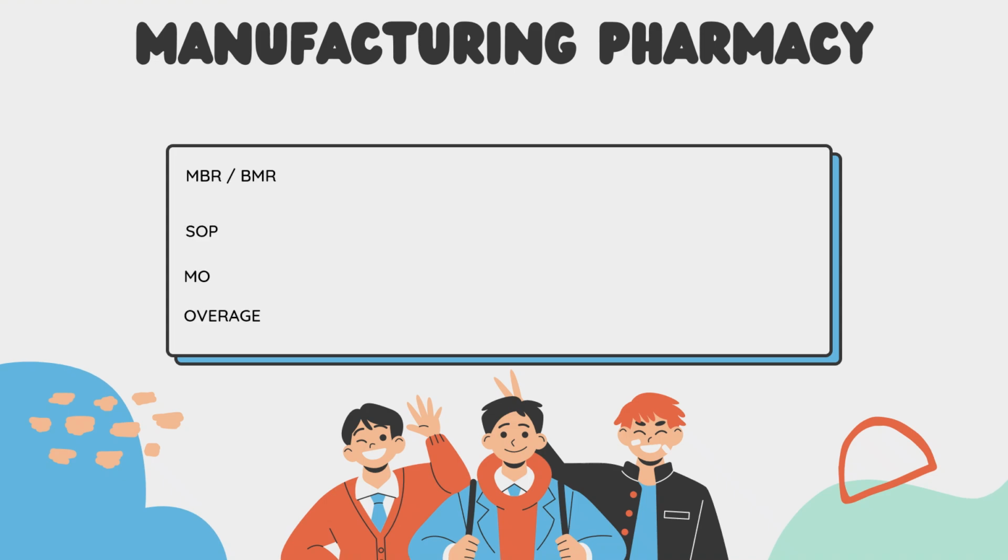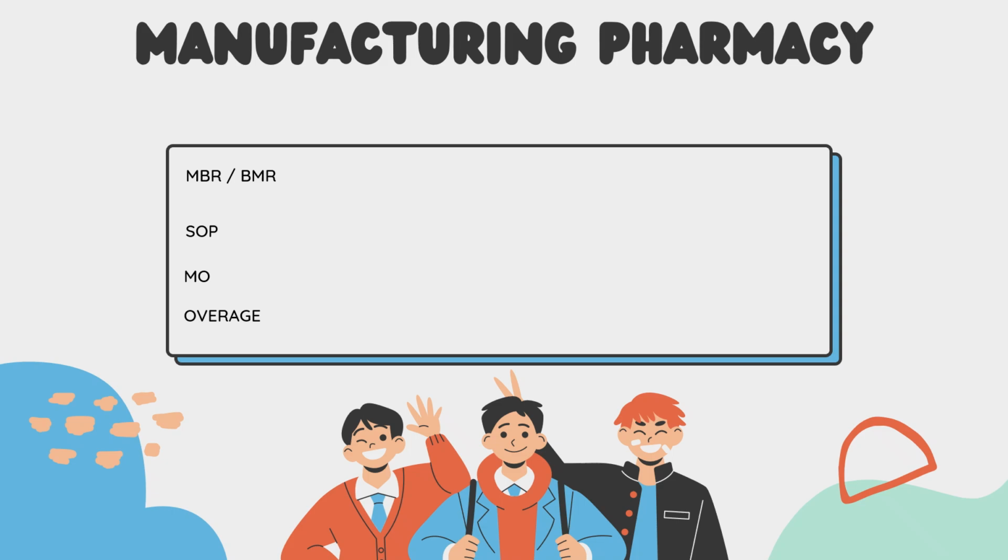First, MBR or BMR. That stands for Batch Manufacturing Record. This is the actual document used during production to record everything done for a specific batch. It includes details of raw materials, equipment used, step-by-step processing, in-process checks, signatures of personnel involved, and the final yield. The MBR is proof that the batch was made exactly as instructed in the master formula. It's also a key part of your regulatory compliance.